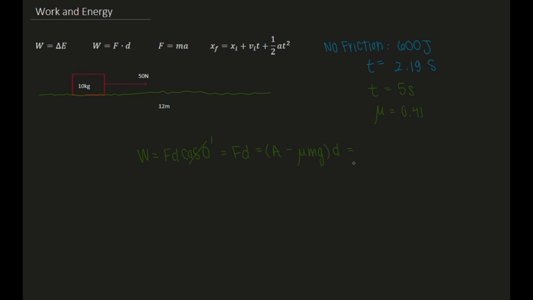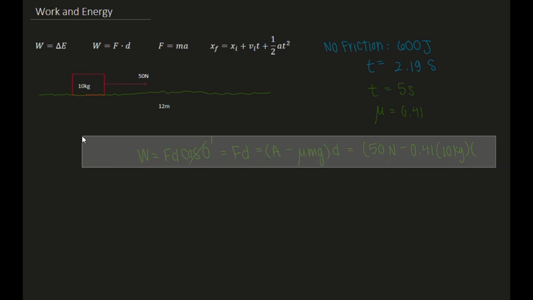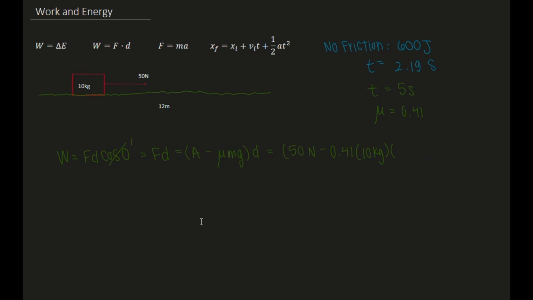What I find is that I have 50 newtons minus my unitless frictional coefficient 0.41 times the mass of 10 kilograms times the gravitational pull, 9.8 meters per second squared, and all of this is going to be multiplied by the distance, so the 12 meters. So again, I'm going to set up just my numbers and then just my units. The units should all cancel.